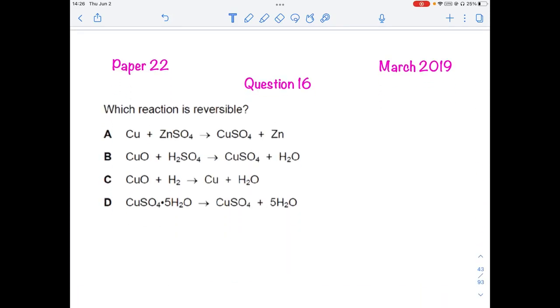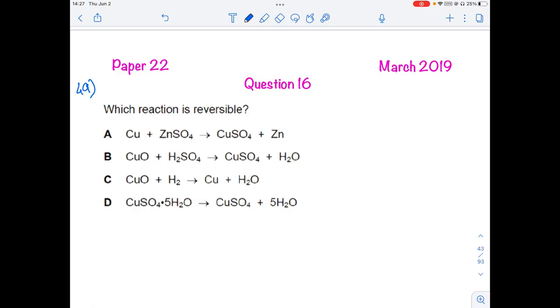So welcome to part 4 of the predicted paper for Chemistry 0620 multiple choice questions, paper 2. We have done, in part 1, questions 1 to 16, in part 2, 17 to 32, and in part 3, 33 to 48. Now we are in part 4. It is a series of parts leading up to 100 questions. This part starts with question number 49. So let us start with question number 49.